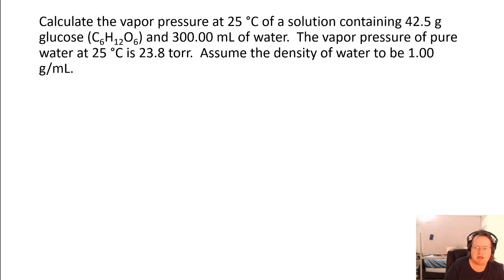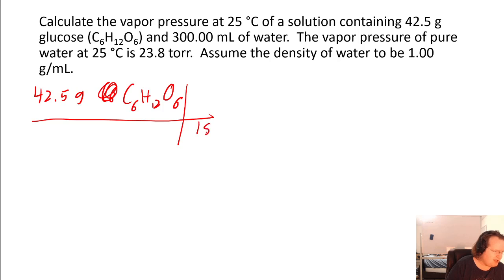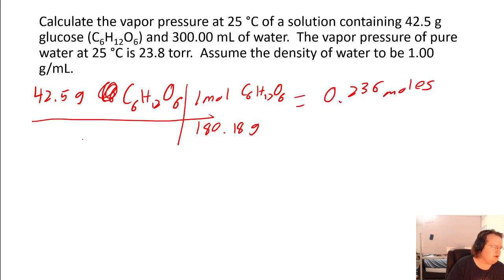both relevant to this. So to get that, I'm going to start with my 42.5 grams of glucose, C6H12O6. And when I find the molar mass in my periodic table, I get a molar mass of 180.18 grams per 1 mole of glucose. So if I convert that, I'm going to get that this is 0.236 moles of our solute glucose.